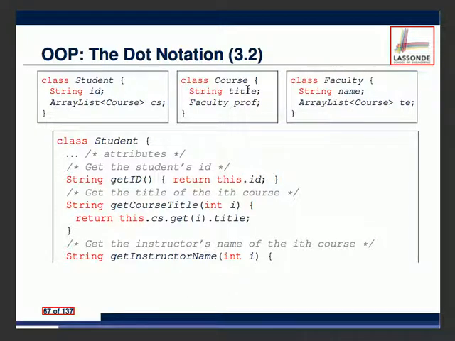Okay, let's try this one here, and then I can leave the rest to you. Now let's say this. If I say getInstructorName(0), I want to go to the first registered course for this student here, and then find out who the instructor is and get their name. Return what?